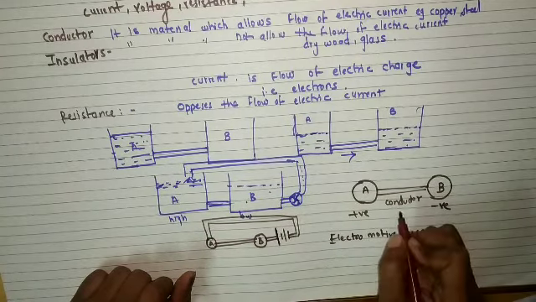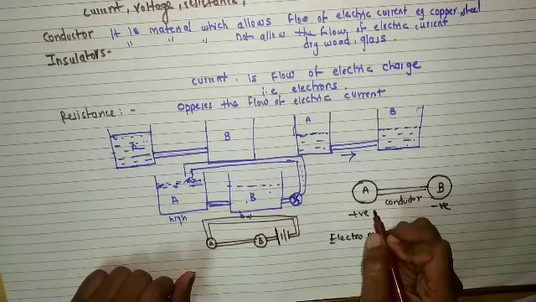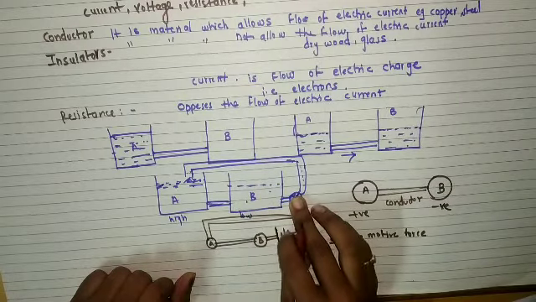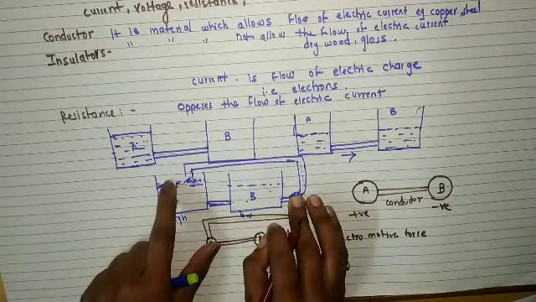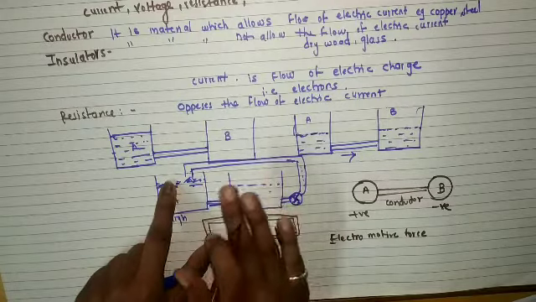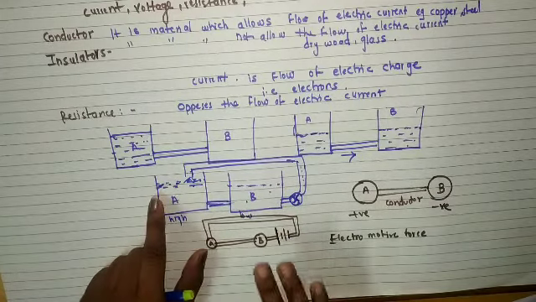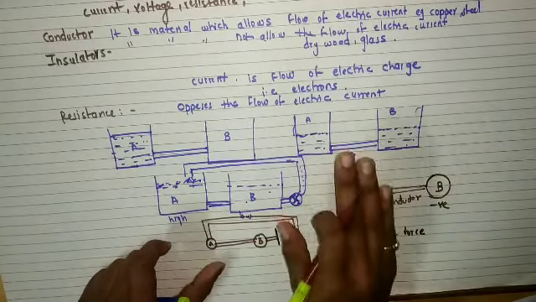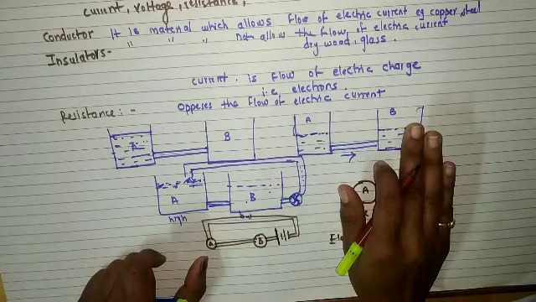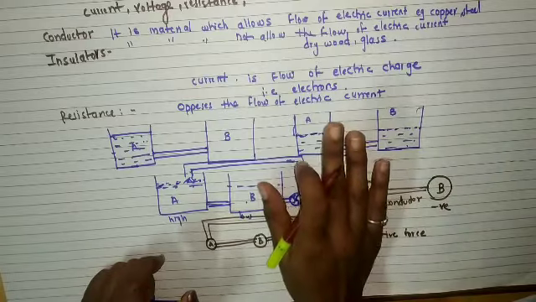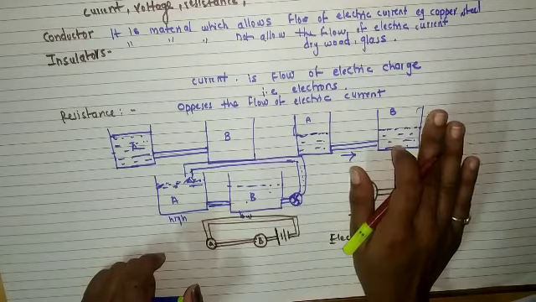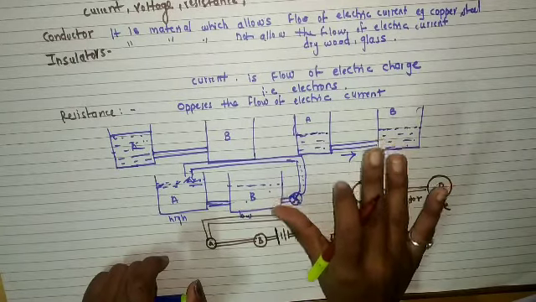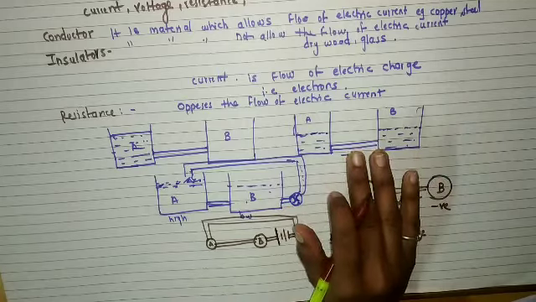If the battery is disconnected, then what will happen? Current flow will stop. Similarly here, if this pump is disconnected, then this water level will match this water level and the water flow will stop. Similarly, it will happen in our electric circuit. So what we conclude from this is that the current flows from the higher to the lower potential, and there must be a maintained potential difference.